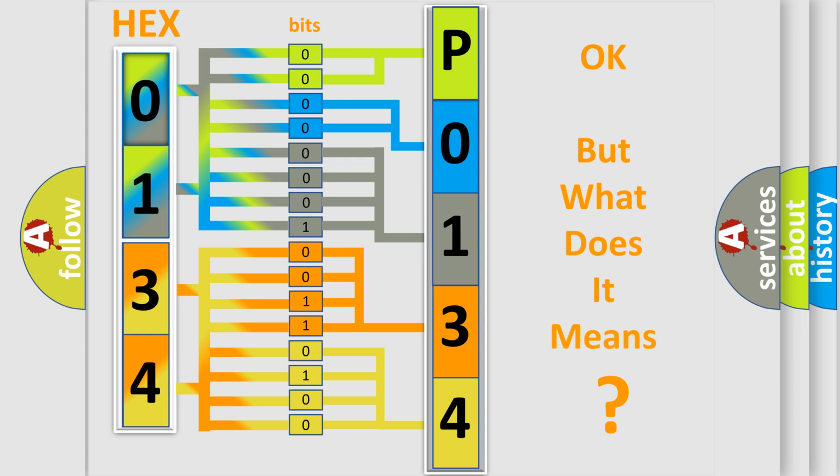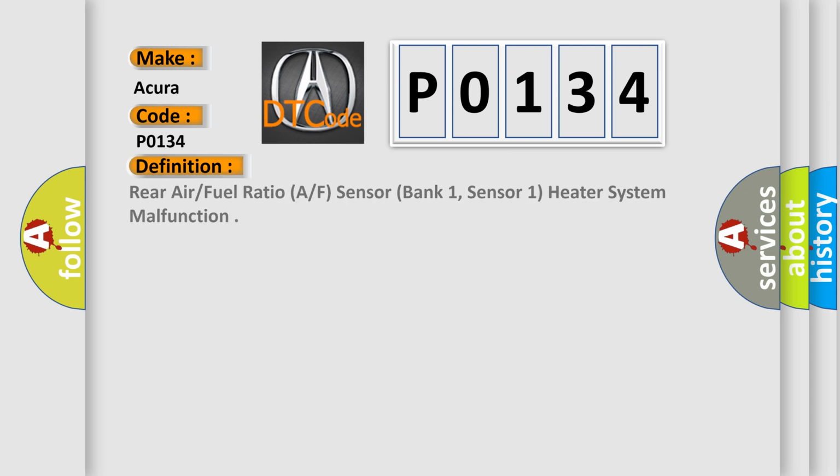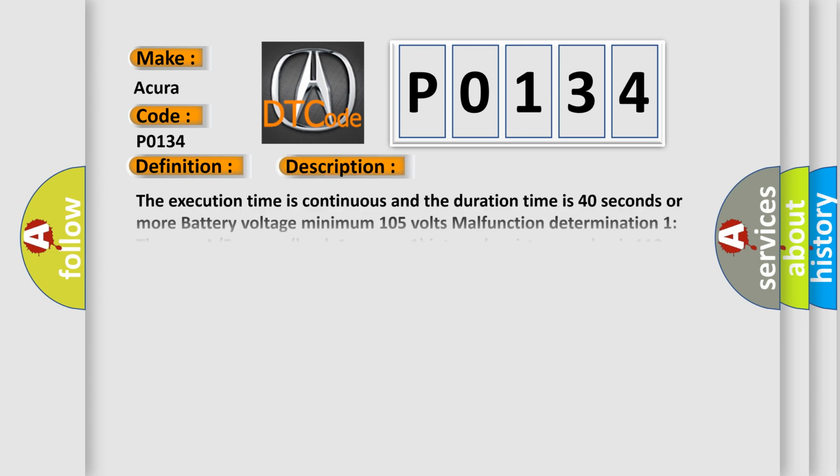The number itself does not make sense to us if we cannot assign information to what it actually expresses. So, what does the Diagnostic Trouble Code P0134 interpret specifically for Acura car manufacturers? The basic definition is rear air fuel ratio AF sensor bank 1 sensor 1 heater system malfunction. And now this is a short description of this DTC code.